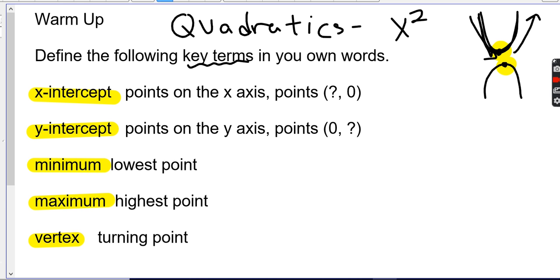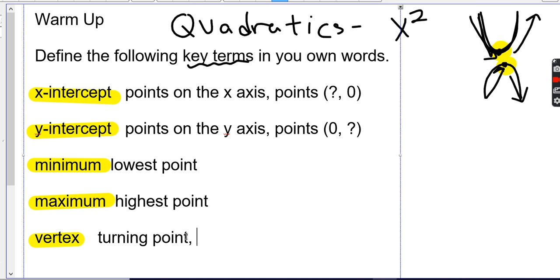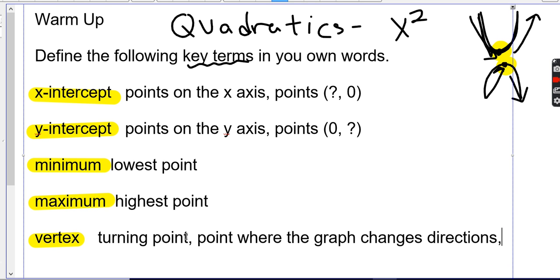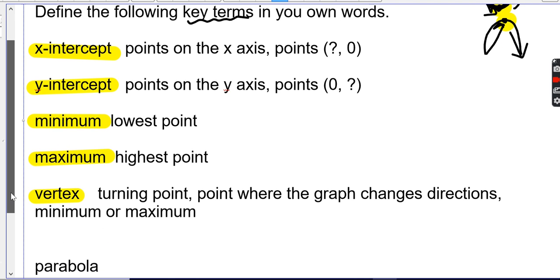If I look at my sad face parabola, it's going up, and then it starts going down. That's what's called a turning point, because that's where it switches directions. So that minimum and that maximum, those are the turning point. The turning point is where the graph changes directions, and that would be the minimum or the maximum. Those are the vertex of the graph.